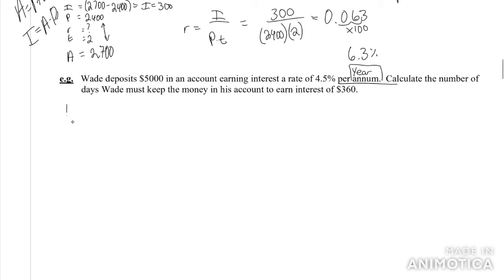So I know right away the principal is $5,000. I know that the rate is 0.045. Calculate the number of days. So they want T in days, and they want an interest earned of 360.